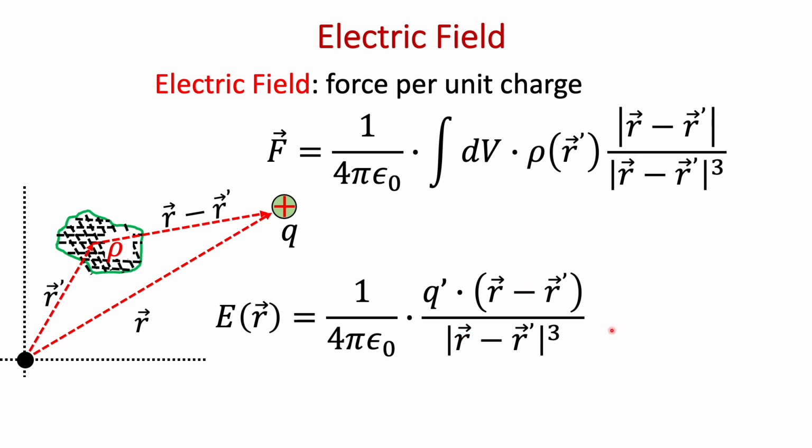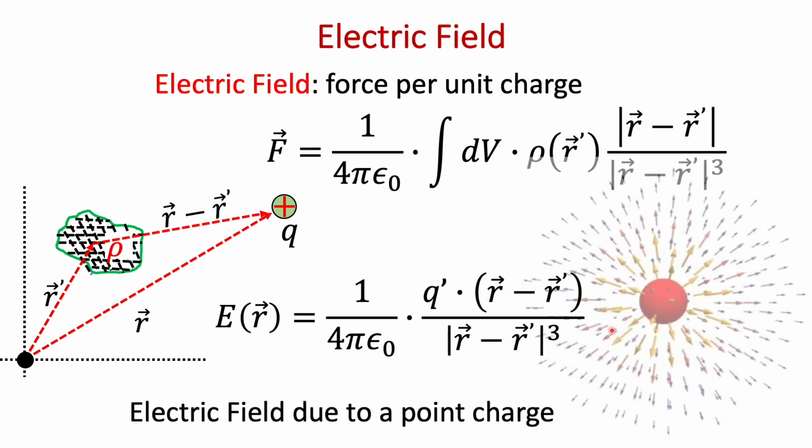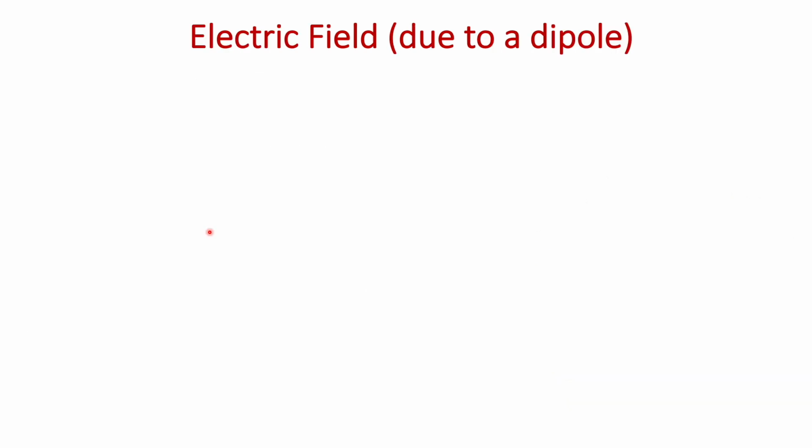Now if we want to visualize how the electric field looks due to a point charge, it looks like this. If you have a charge here, then the electric field will go radially outward like this. After establishing what the electric field due to a point charge is, we would like to see a couple of other examples in which we can calculate the electric field.